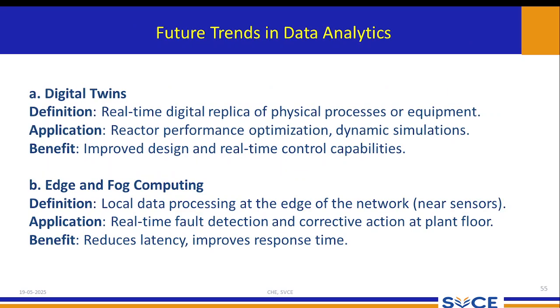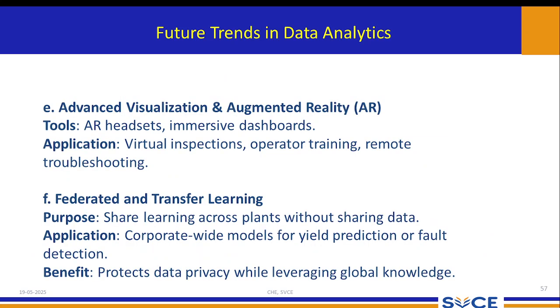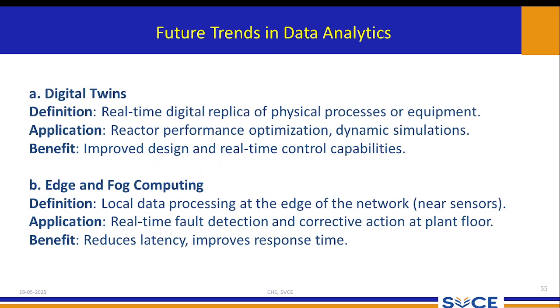Coming to the future trends in data analytics: digital twins, edge and fog computing, autonomous process optimization, AI driven process simulation, advanced visualization and augmented reality, federated transfer learning. These are the future trends in data analytics. Digital twins: definition is a real-time digital replica of a physical process or equipment. Applications are reactor performance optimization and dynamic simulation. Benefit is improved design and real-time control.